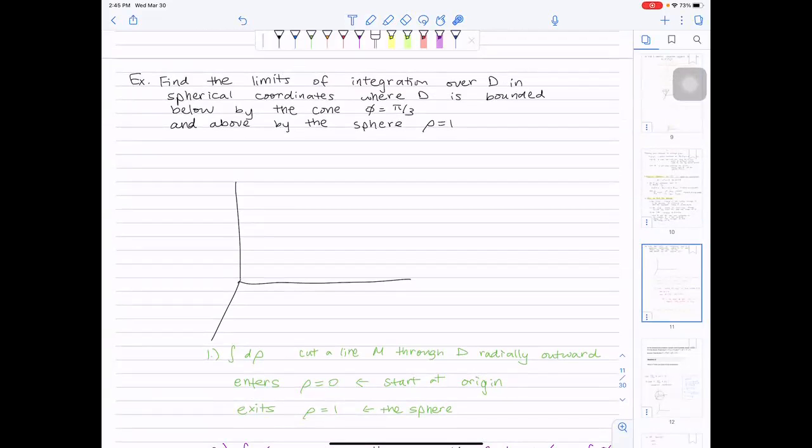So the fact that the cone is cutting off some of that space as it gets bigger doesn't matter. For example, if there was another sphere inside the cone with a radius of like 0.5, would rho be going from 0.5 to 1? If you had a smaller sphere inside a bigger sphere and your region was like this, then yes, it'd be going from this point to that.